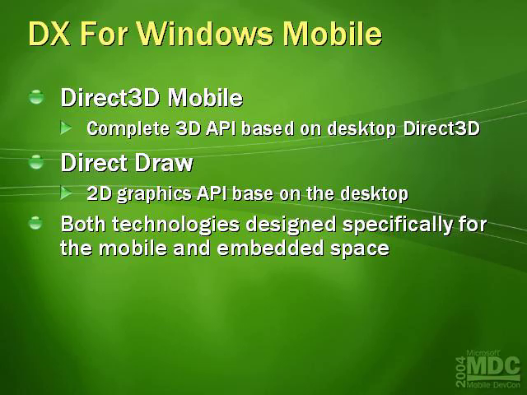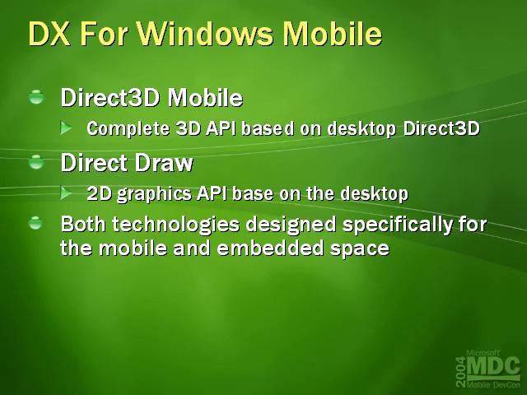The other key technology we're bringing to the mobile space is DirectDraw. This is equivalent to the technology on the desktop. It's a 2D API designed for content development. One of its most important characteristics, we'll see, is standardized hardware access.